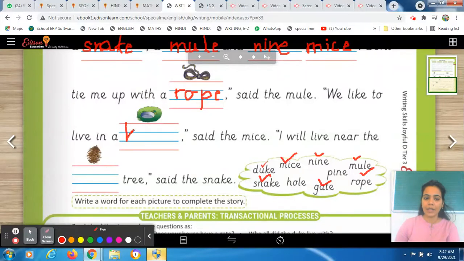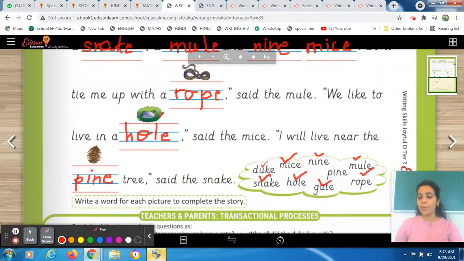The H sound comes from H. H. The O sound comes from O. H. O. L. Hole. H-O-L-E. Hole. Right? Okay, the next one is, come on, the next picture. This is pine. What is it? Pine. So let's write the spelling. The I sound comes from I-E. P-I-N-E. Pine. Okay, students. So this one is done.